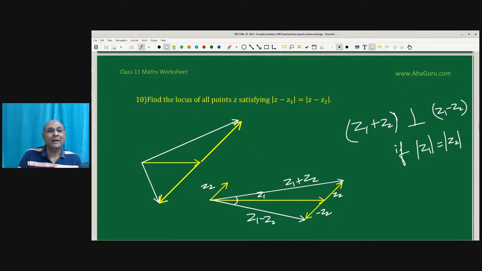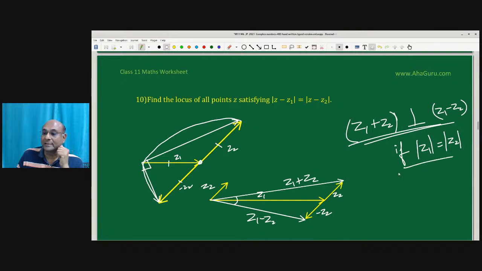Why is that perpendicular? Because notice, I told you that this length is equal to this length. This is Z1, this is Z2. This is minus Z2. Minus Z2 is equal to minus Z2, right? So all three are equal. So if I keep this and I draw a circle, the circle will pass through this point. But angle in a semicircle is 90 degrees. So this has to be. This is true if this happens. And if this happens, that is true. Both are if and only if.